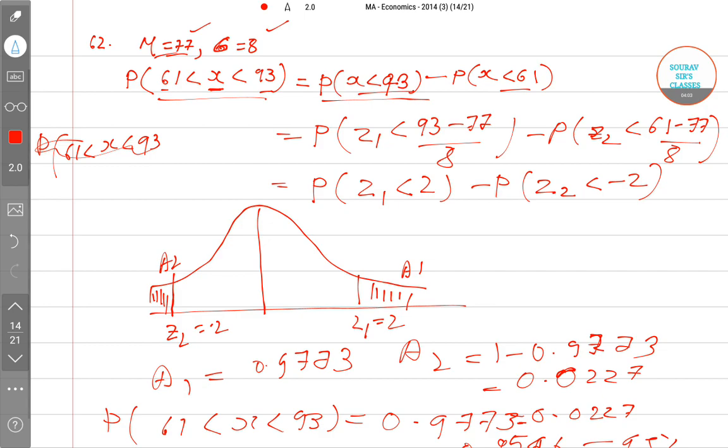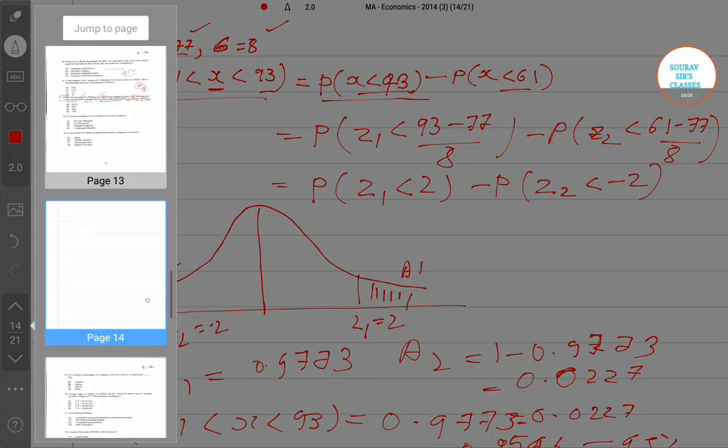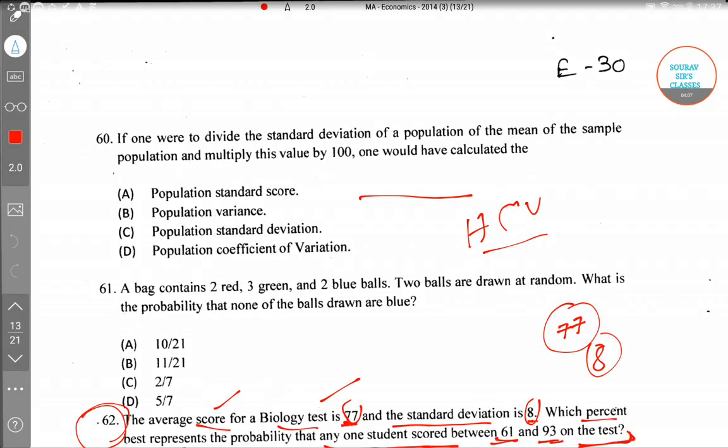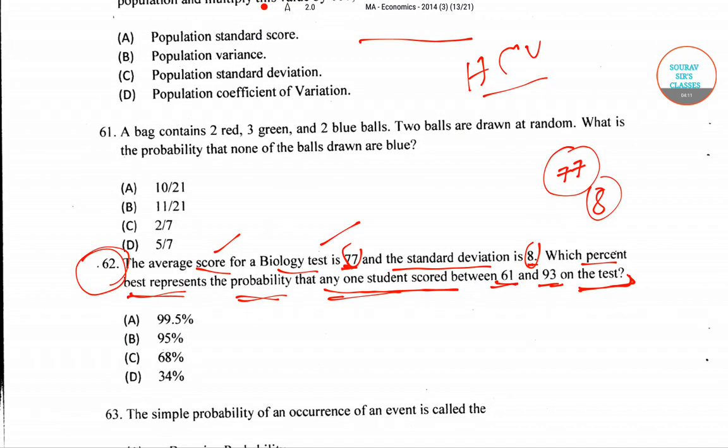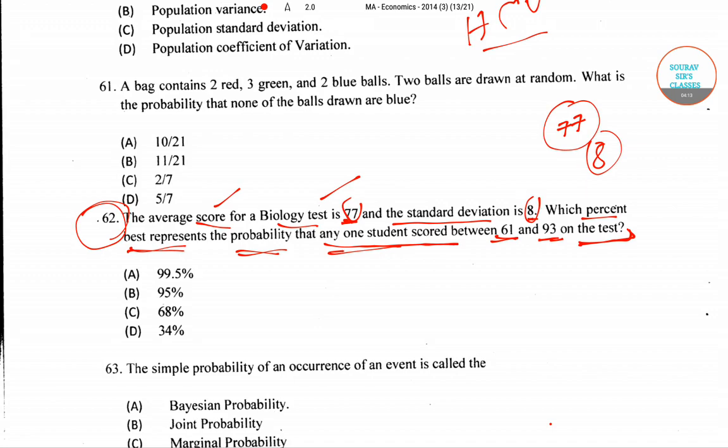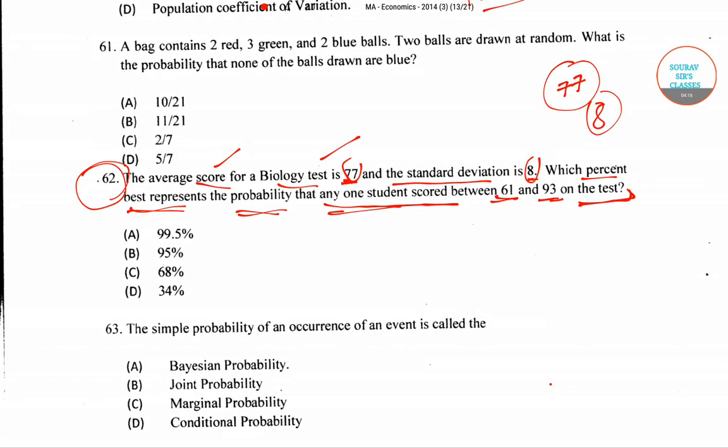So I am expecting you guys have gone through it once. I will directly go to the question. So it was question number 62. Here the right answer is option B, that is 95%. So for question number 62 we have found the right option to be option B, that is 95%.